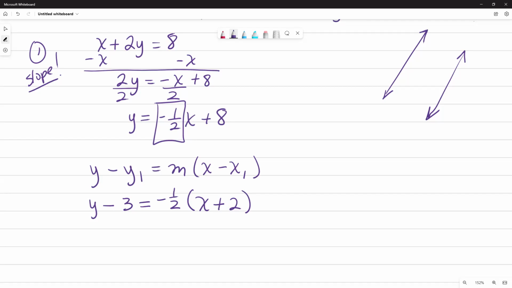All right. And then I'm going to go ahead and distribute the 1/2. Y minus 3 equals negative 1/2 x, which I already knew because the slope is the same. And then negative 1/2 times 2. What is half of 2? 1. And what is a negative times a positive? So negative 1.